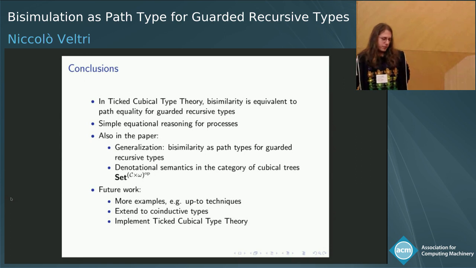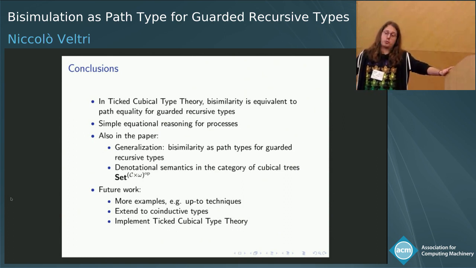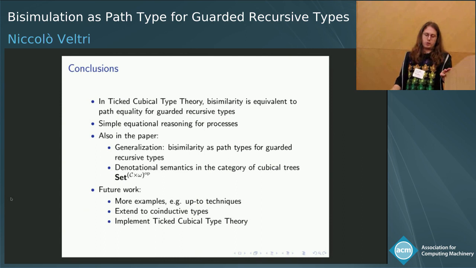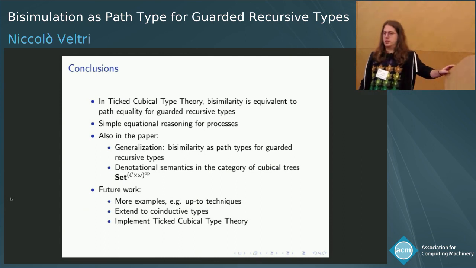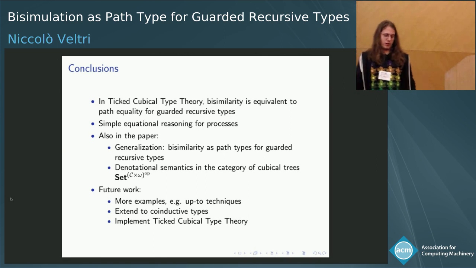I presented you a type theory called Ticked Cubical Type Theory, where you can prove that bisimilarity is equivalent to path equality for guarded recursive types, and at least I showed you for processes. Hopefully I was successful in showing you how nice and simple it is to do equational reasoning for processes in this type theory. The example of processes is just an example, and actually you can do much more. So we have a generalization.